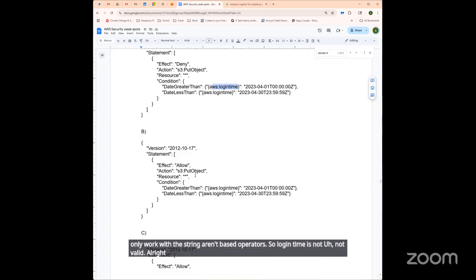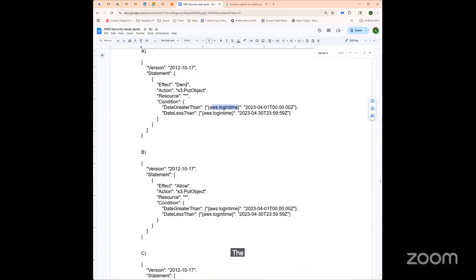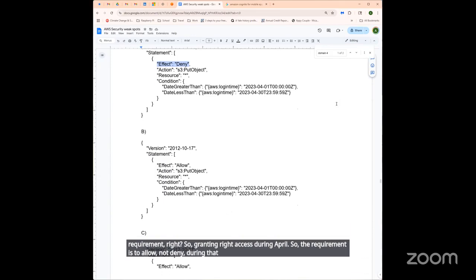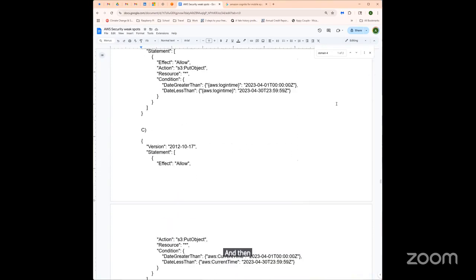All right, so the effect, deny, okay? A deny inside the date range would block the put object, which is the opposite of the requirement, right? The requirement is granting write access during April, so it's to allow, not deny, during that date period. And then let's see, including a principal.